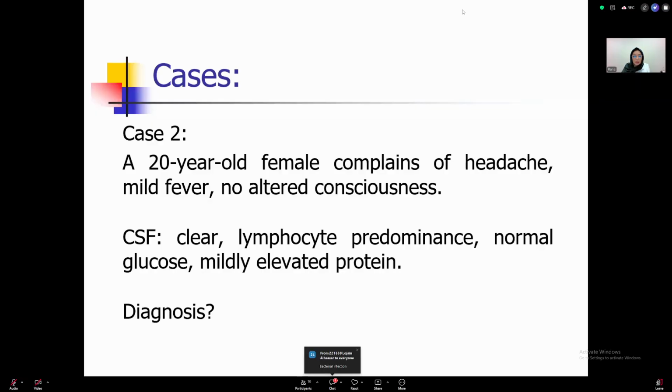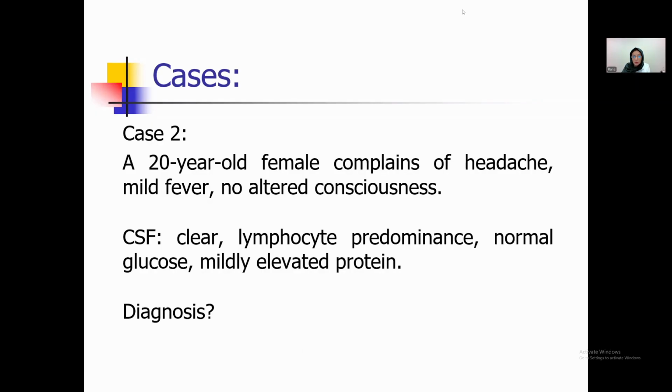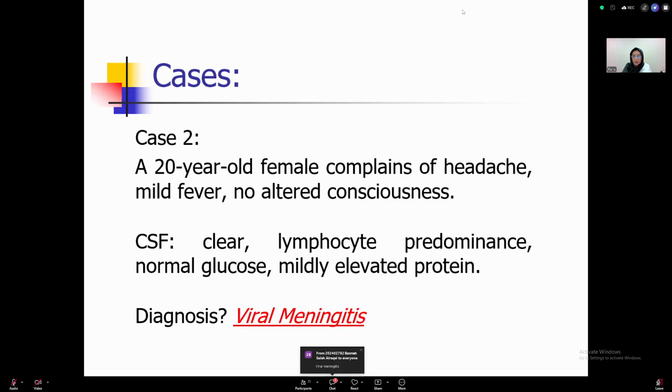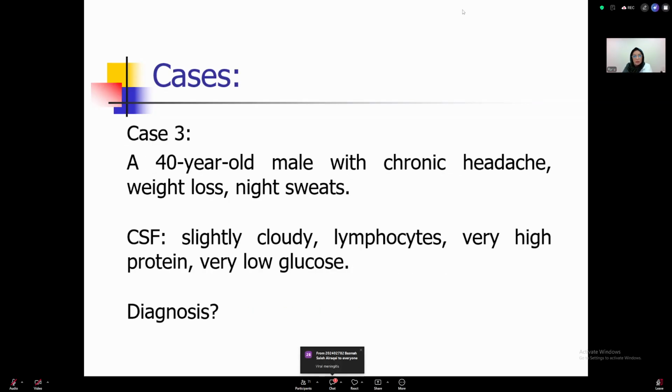The other case here is a 20-year-old female complaining of headache and mild fever, with no altered consciousness. The CSF is clear by microscopic physical examination, with lymphocytes, normal glucose, and mildly elevated protein. It will be viral meningitis.